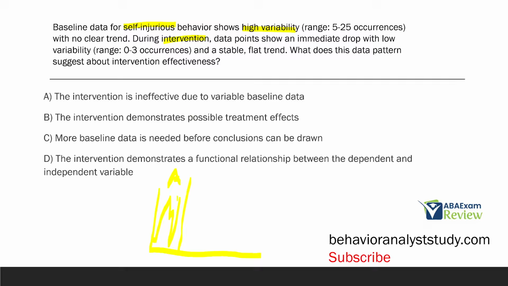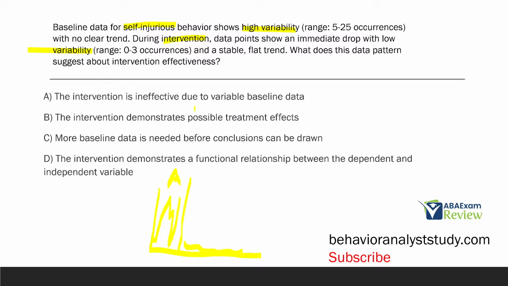However, when intervention starts, what happens to the occurrences? Well, they drop to nearly non-existent. So despite the unsteady state, we then get this situation where responses following intervention go away. So what does the data pattern suggest about that intervention effectiveness? A, the intervention is ineffective due to variable baseline data. Well, not necessarily, because there was a significant change and the variability steadied out, right?